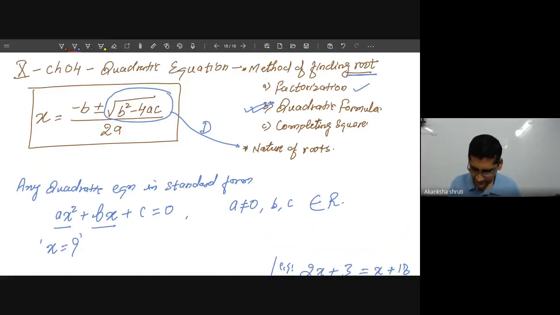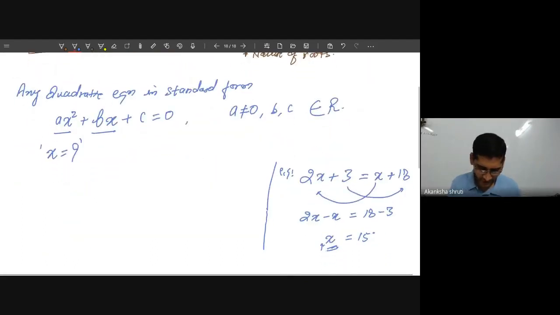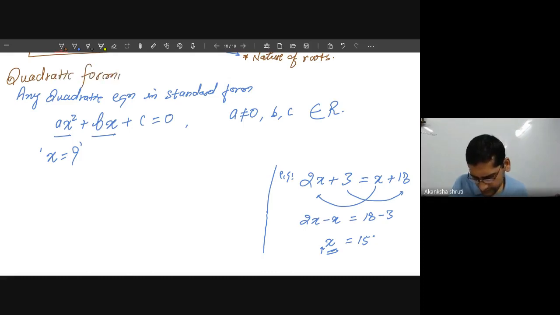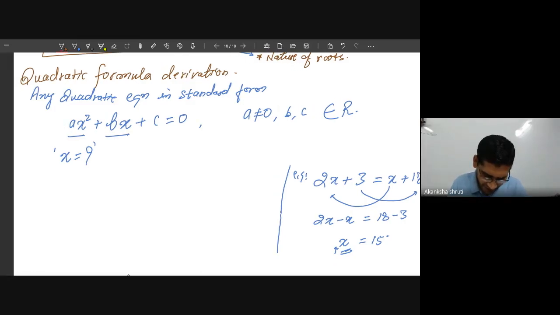So it is this one. We are going to learn about the quadratic formula, how it is derived or how it is calculated. Okay, students. So what is this quadratic formula derivation? Derivation means how this is calculated. All the steps we will see.